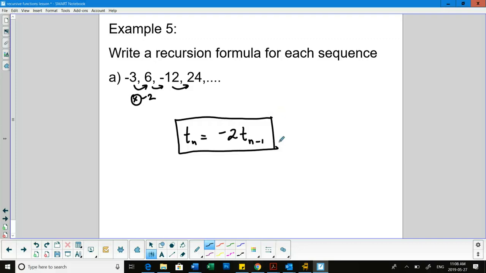Okay, and then usually what I would give you is the value of term number 1, but we can already see that in our sequence here. Okay? Questions so far? Okay.